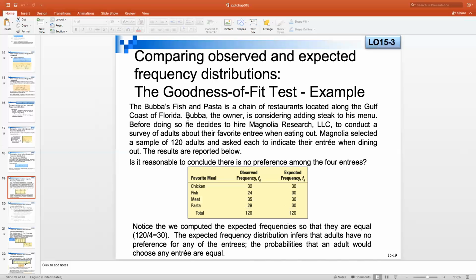Now, if Bubba's goal was to start replacing, say, fish with meats, that's different, because people have no stronger preference statistically for meat. But if the goal is simply to add meat without replacing anything, these results may be fine for Bubba to make that decision. So you can see there's a bit of nuance here when it comes to this particular conclusion.